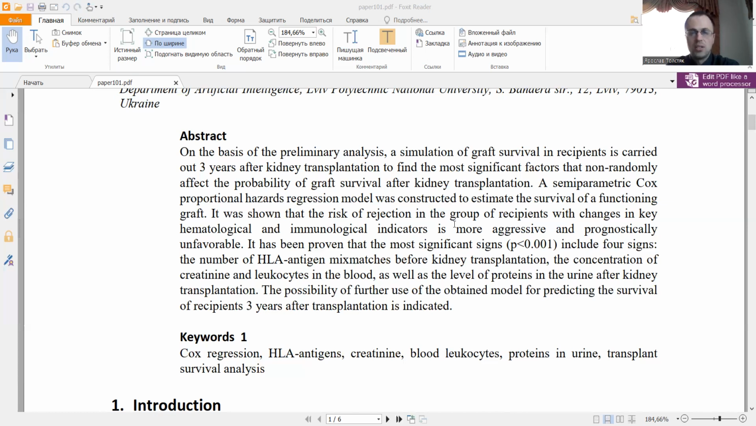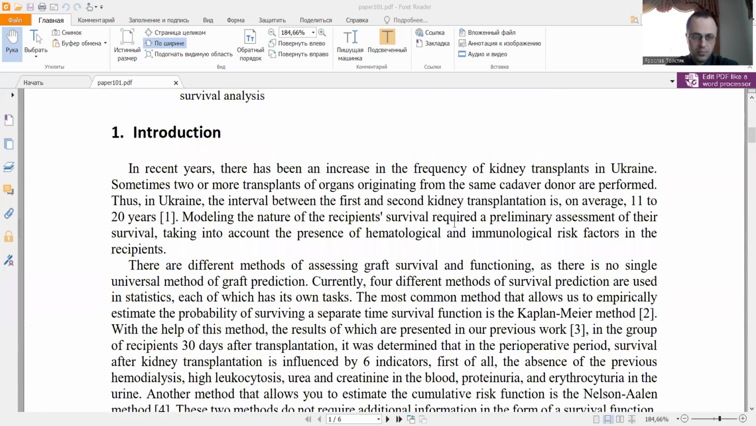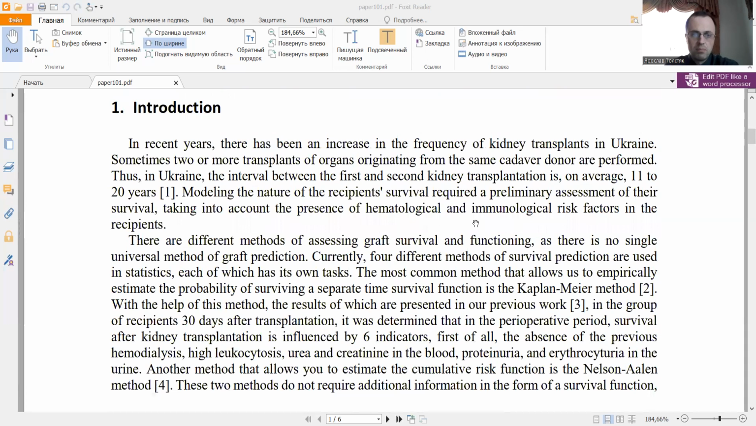The possibility of future use of the obtained model to predict the survival of the recipient 3 years after transplantation is indicated. Introduction. There are different methods of assessing survival. There is no single universal method of graft prediction. Currently, 4 different methods of survival prediction are used in statistics, each of which has its own task.